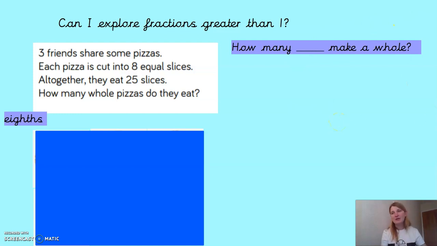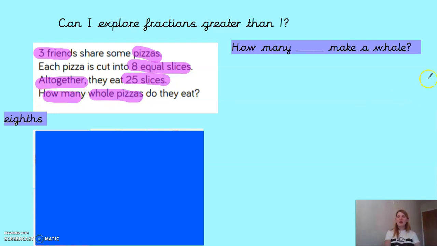So if we look at the question, I'm just going to highlight what I think is the important information. So I've got 3 friends sharing some pizzas. Pizza's always important information. Each pizza is cut into 8 equal slices. Altogether, they eat 25 slices. How many whole pizzas do they eat? Okay, so I'm going to start by working out what fraction is being spoken about here.